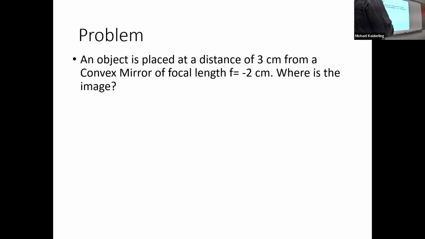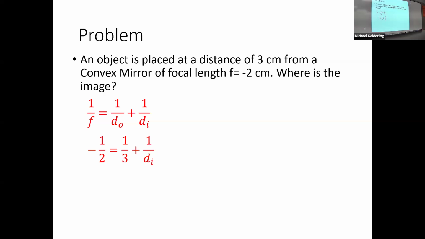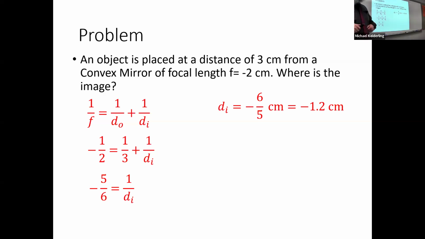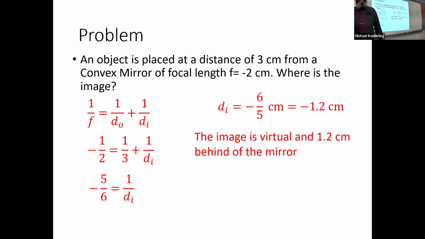If an object is placed at a distance of 3 centimeters from a convex mirror of focal length minus 2 centimeters, where's the image? 1 over the focal length is 1 over the distance to the object plus 1 over the distance to the image. So minus 1/2 equals 1/3 plus 1/di. So 1/di ends up being minus 5/6. So di is minus 6/5 or minus 1.2 centimeters. The image is virtual, 1.2 centimeters behind the mirror. It'll be upright as well.